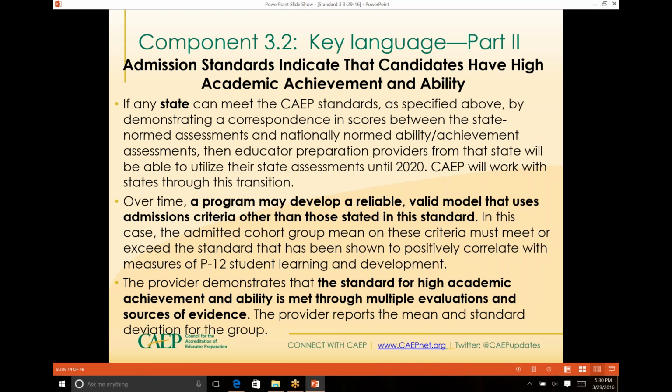It's also saying that over time, if you can develop a valid and reliable measure that uses criteria other than those stated in these standards, by all means do so. And I have a tendency to call this paragraph the Mary Dietz exception, because Mary was the dean at Alverno, which had admitted anyone who wanted to come into teacher preparation, and she felt very strongly about that.